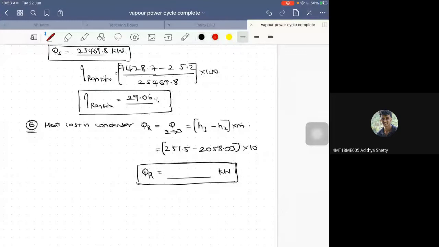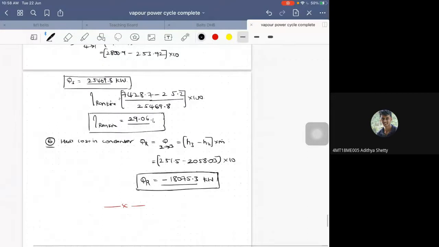If you give me this value, this problem ends here. Minus 18075.3. That's it, there ends your problem. Okay. Clear? Any doubt?